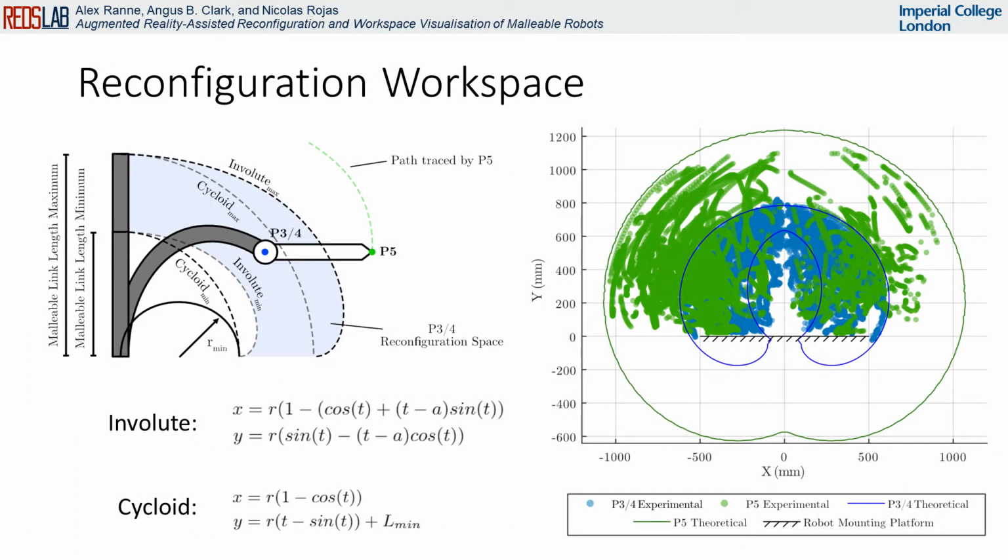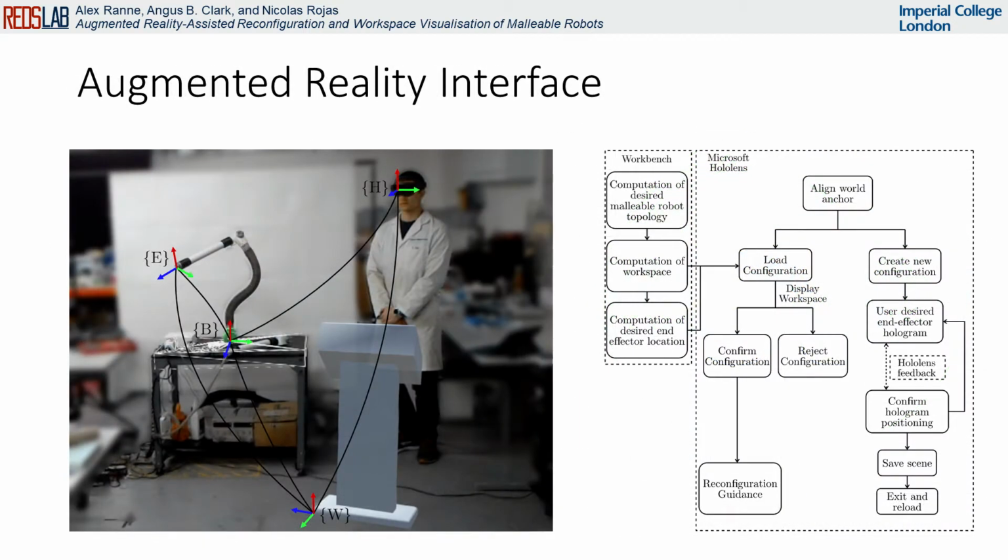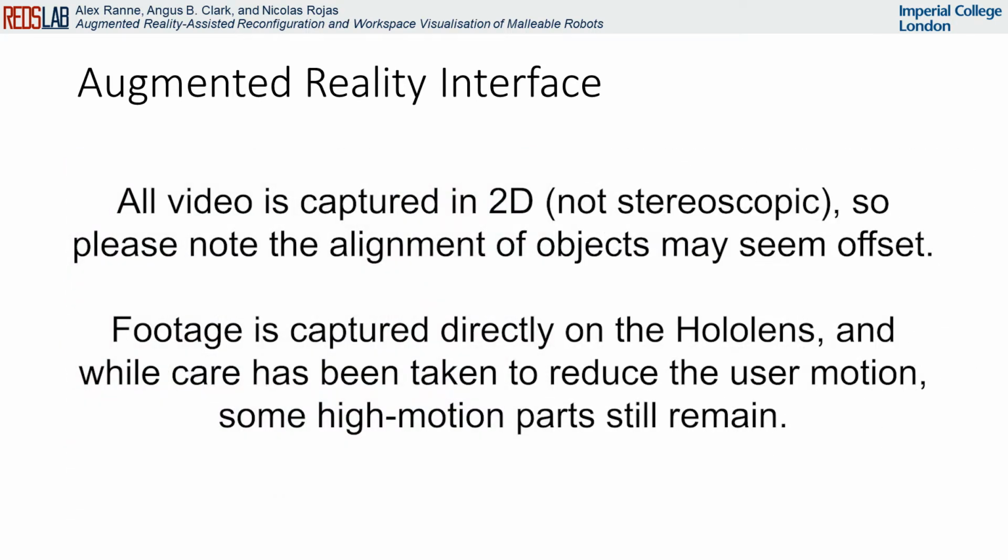We determine the reconfiguration space based on involute and cycloid curves, and develop and implement an augmented reality interface using the Microsoft HoloLens, which we demonstrate here.